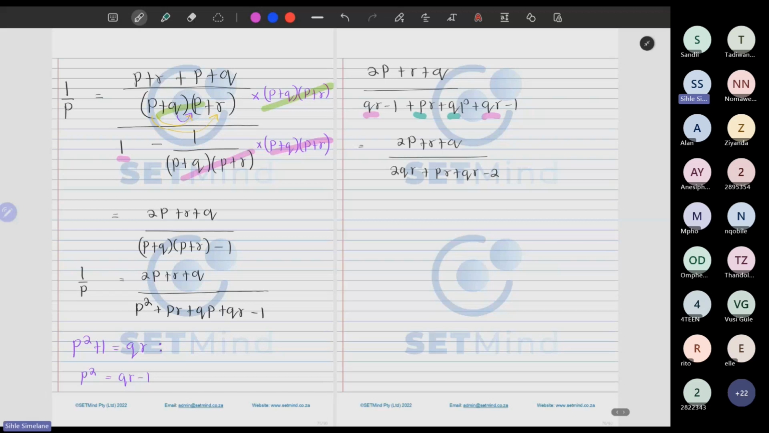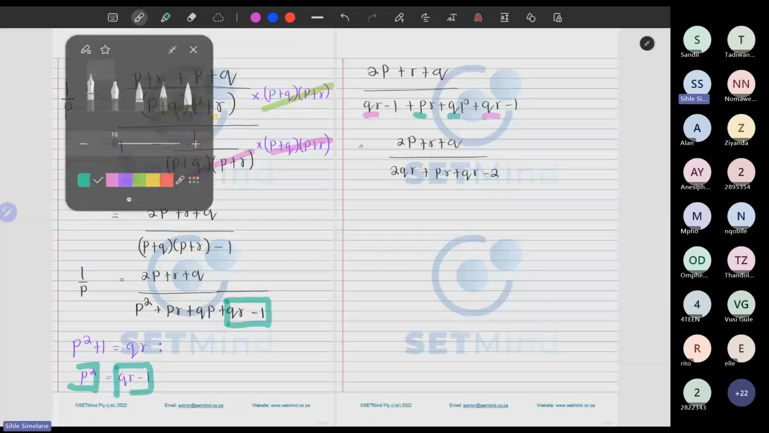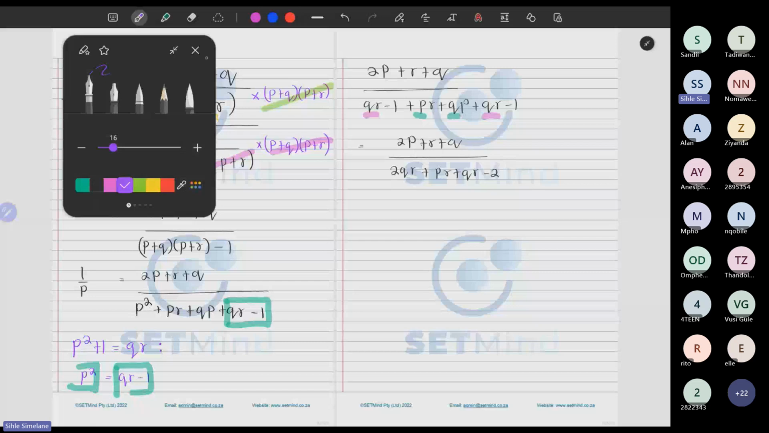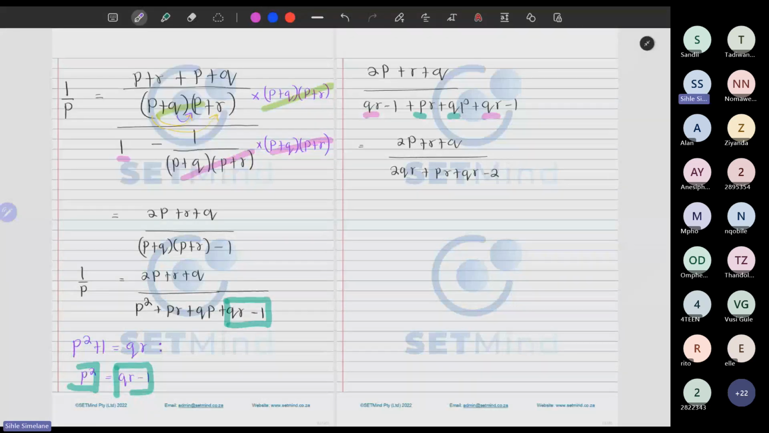Now the question changes. Should we not maybe replace QR minus 1 with P squared? Do you see that the equation is in 2 forms? So you have 2 options. Either you replace P squared with that, or you take that and you replace it with P squared. So let's go and try the second option. It is the same thing, but presented slightly differently.